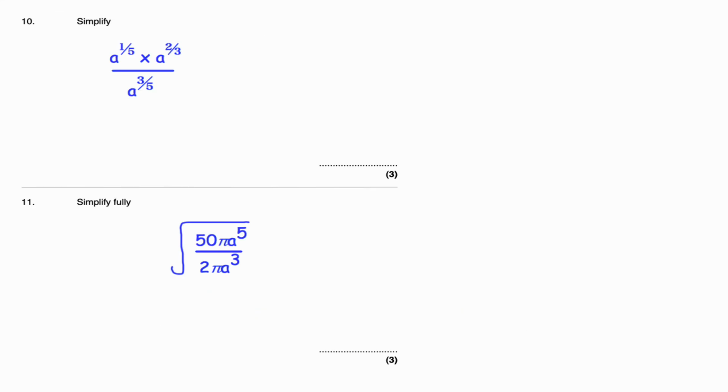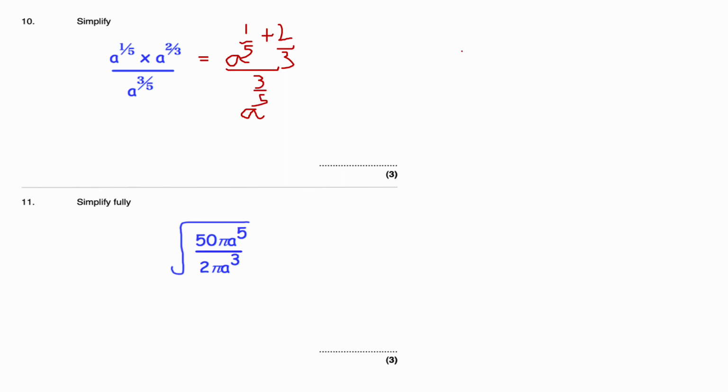Right, guys, this is question number 10. Simplify a to the 1/5 times a to the 2/3, all divided by a to the 3/5. Okay, so numerator wise, I'm going to add my fractions together. Okay, so it's going to be a to the 1/5 plus 2/3. So again, it's going to be revisiting our knowledge of fractions. Remember that if we add fractions with different denominators, we find a common denominator.